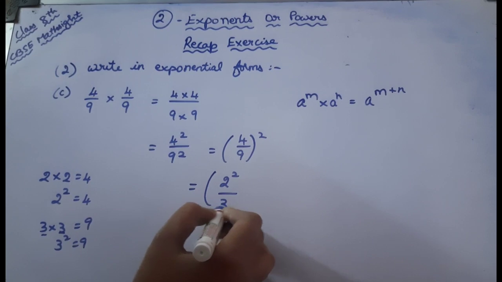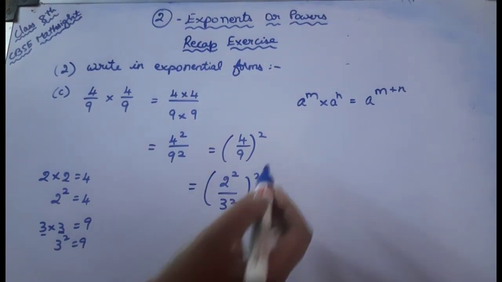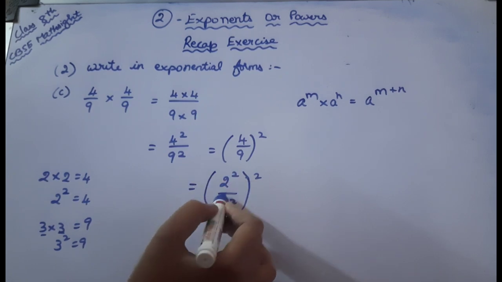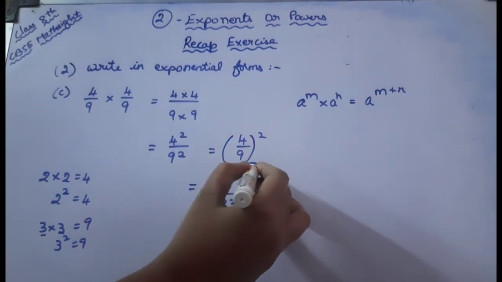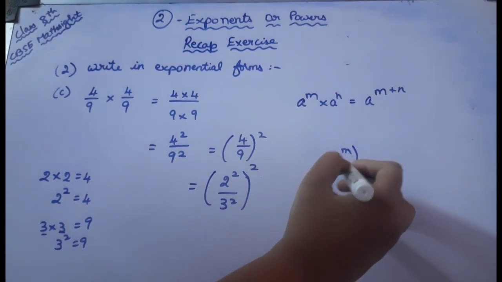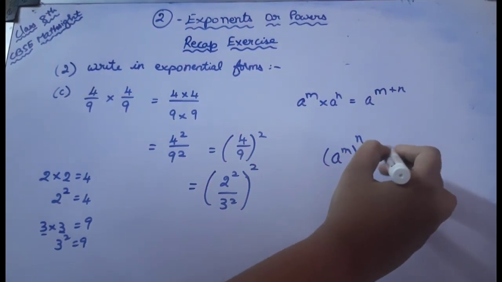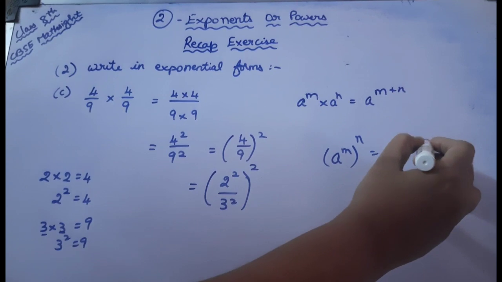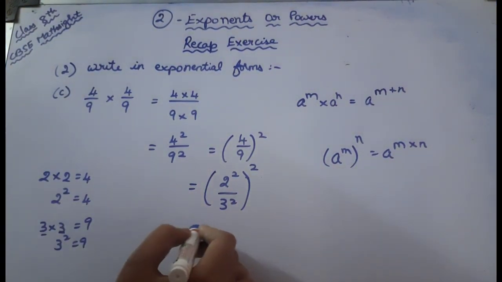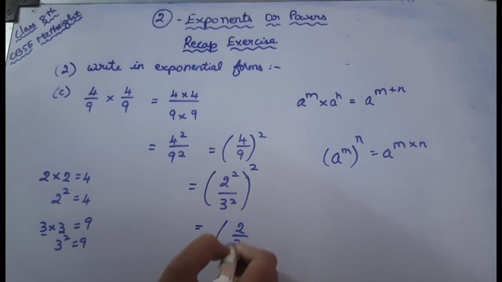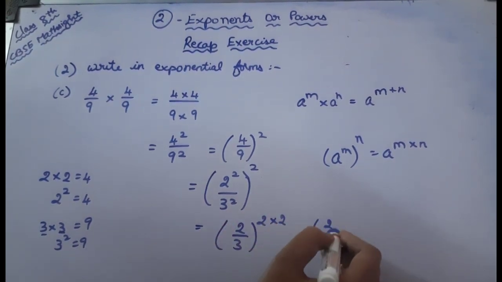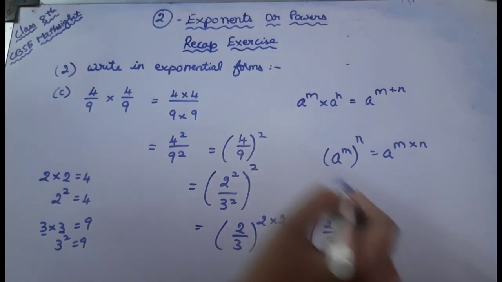So 2 square by 3 square, the whole to the power of 2. Whenever we have two powers, like 2 square by 3 square whole to the power of 2, we can always multiply the powers. So a to the power of m, the whole to the power of n, we can write as a to the power of m into n. We can use this rule. So we will be getting 2 by 3 to the power of 2 into 2, which is nothing but 2 by 3 to the power of 4. Okay.